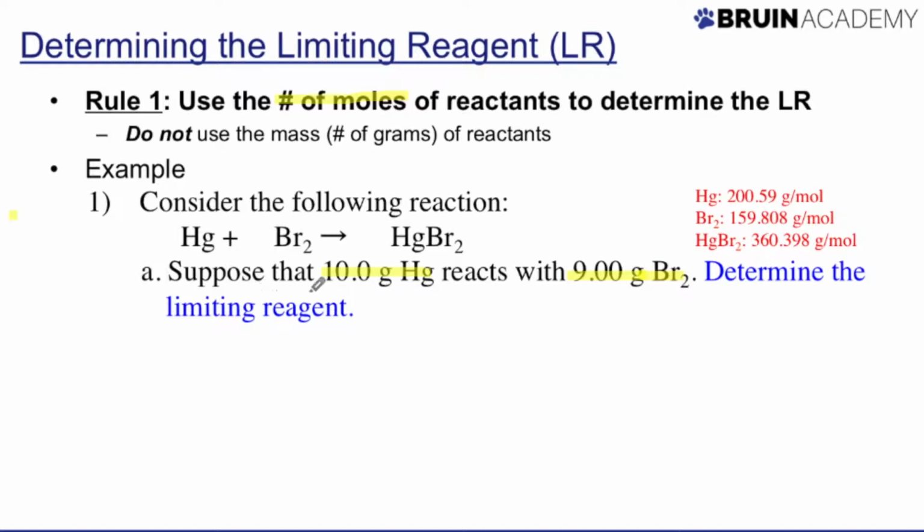So you might look at this at first and say, okay, I have 10 grams of mercury, and I only have 9 grams of bromine. Bromine must be the limiting reagent. You can't do that because you cannot look at number of grams. You have to convert to moles, okay? So that's one thing to keep in mind.